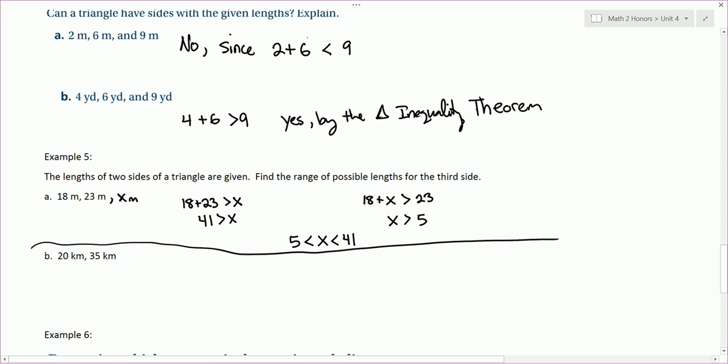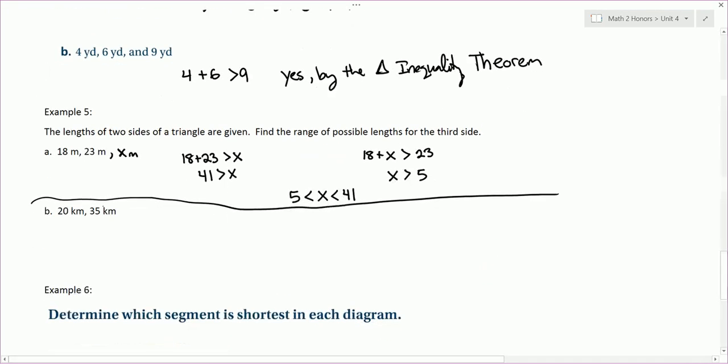Let's go to part B. If our two side lengths were 20 and 35, and we're wondering what our third side length could be, well, if our third side length were the bigger of the three, we'd say 20 plus 35 needs to be bigger than x. So 55 is bigger than x, or x is less than 55.